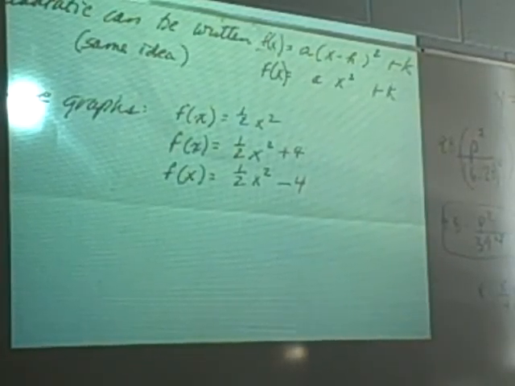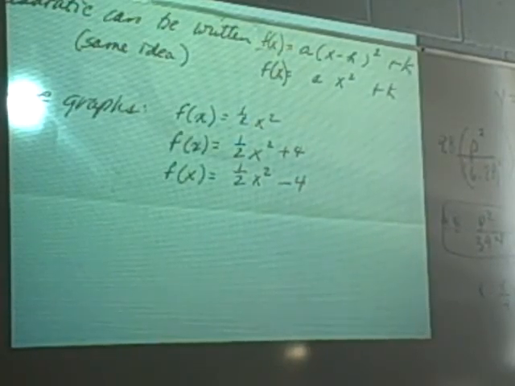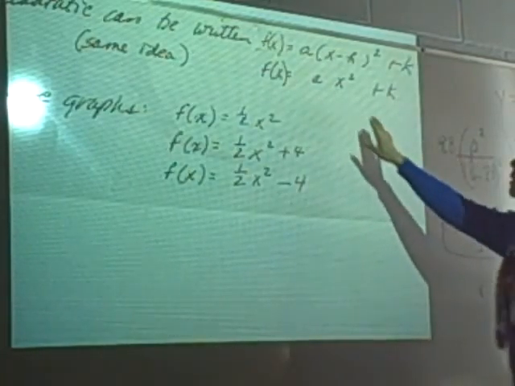This is important information. How come the top one's the same as the bottom? What's the difference between the two? There's no h in the top. That's right. So you're familiar, and that's what I'm saying.